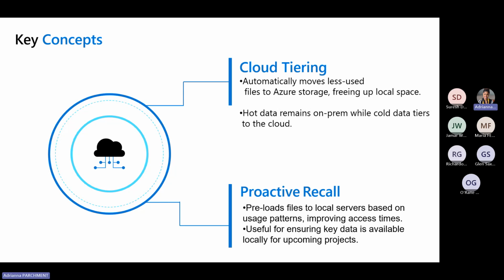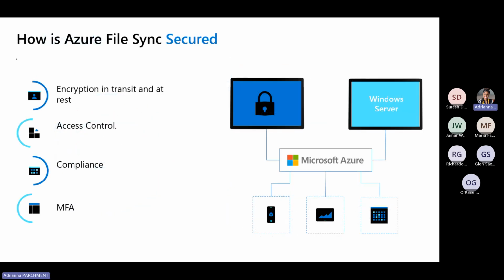And then we have what is known as proactive recall, which is a feature that's designed to improve the user experience by ensuring that the key files that are being used are available locally. And it's basically tied into the cloud tiering. You have a set of files that require quick access, you need low latency, etc. And so the proactive recall will ensure that those files are available from Azure before they are requested by the user.